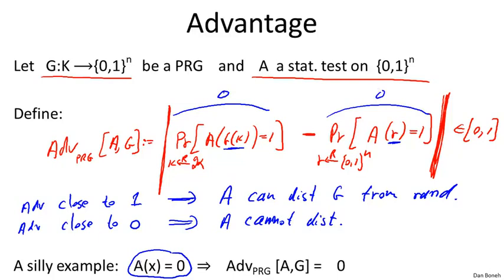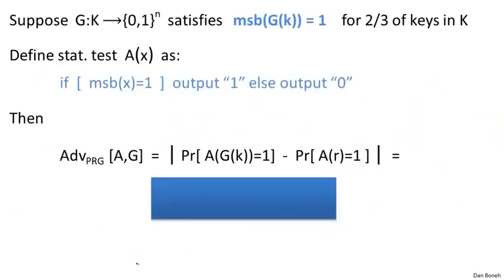So basically, a statistical test that ignores its input is not able to distinguish truly random input from a pseudo-random input, obviously. Okay, so now let's look at a more interesting example. Suppose we have a generator G that satisfies a funny property.